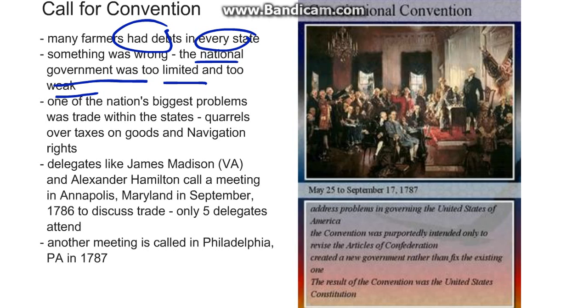One of the nation's biggest problems was trade within the states, and states were quarreling over taxes on goods and navigation rights. So, to try to address these issues, delegates like James Madison and Alexander Hamilton call a meeting in Annapolis, Maryland in September 1786 to discuss trade, but only 5 delegates attend. So another meeting is called and set for Philadelphia, Pennsylvania in 1787.